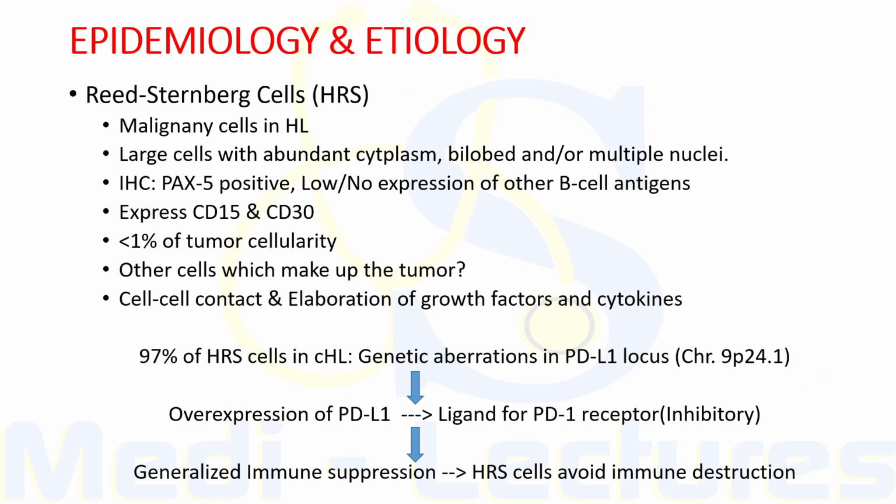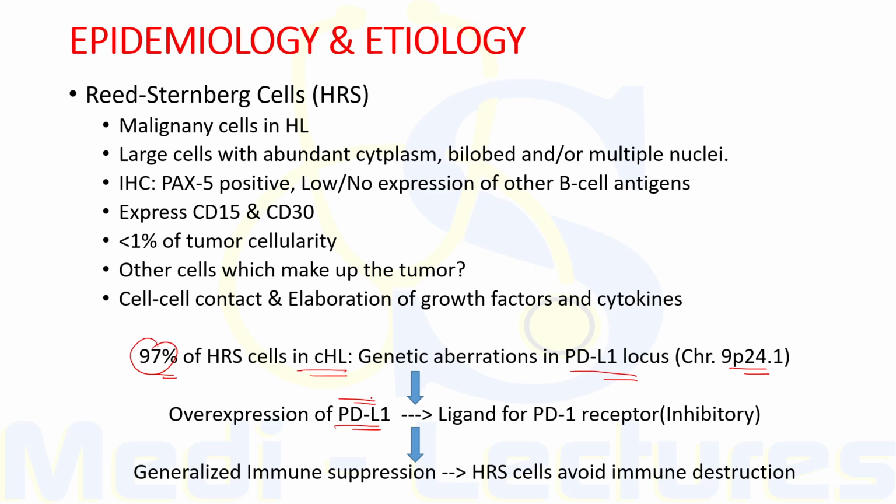Now let's see how these Reed-Sternberg cells avoid immune destruction and make friendship with the other immune cells which are present in the tumor mass. So 97% of these Reed-Sternberg cells which are present in classical Hodgkin lymphoma harbor genetic aberrations in the PD-L1 locus on chromosome 9p24.1. Now this results in overexpression of PD-L1.